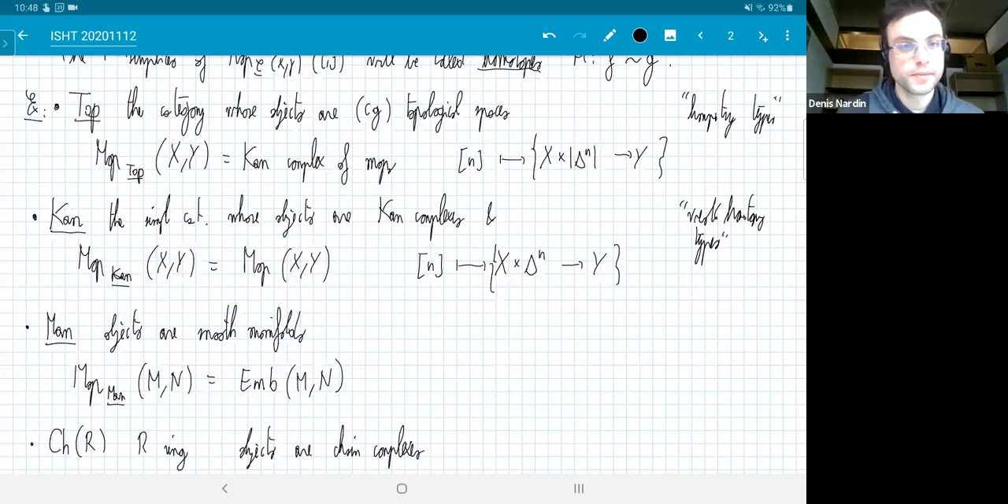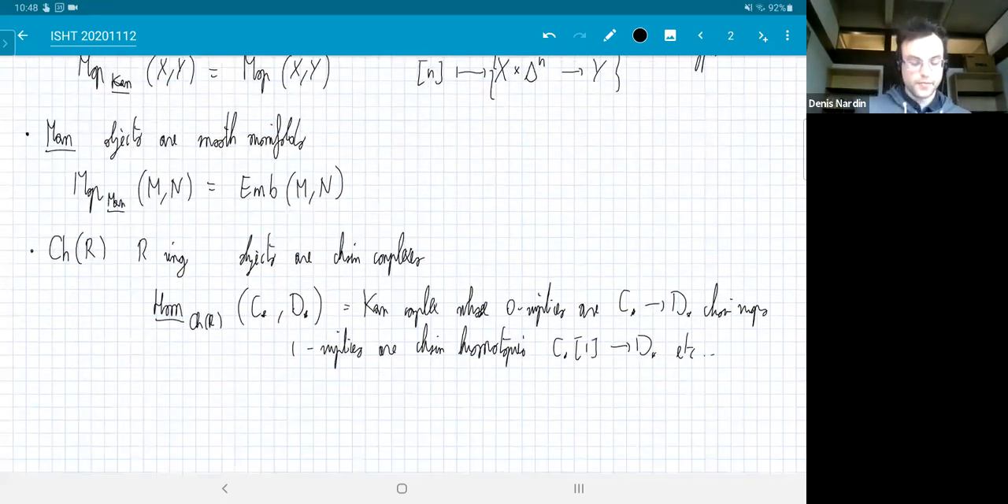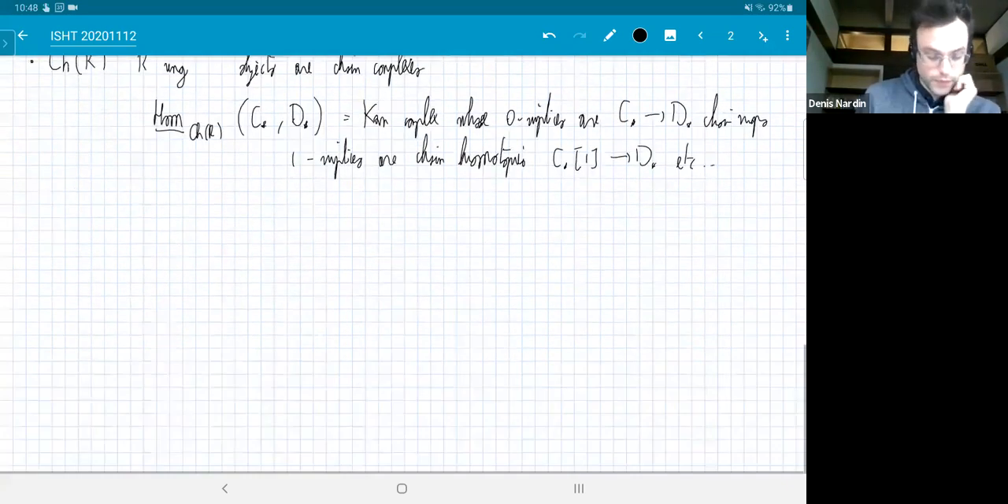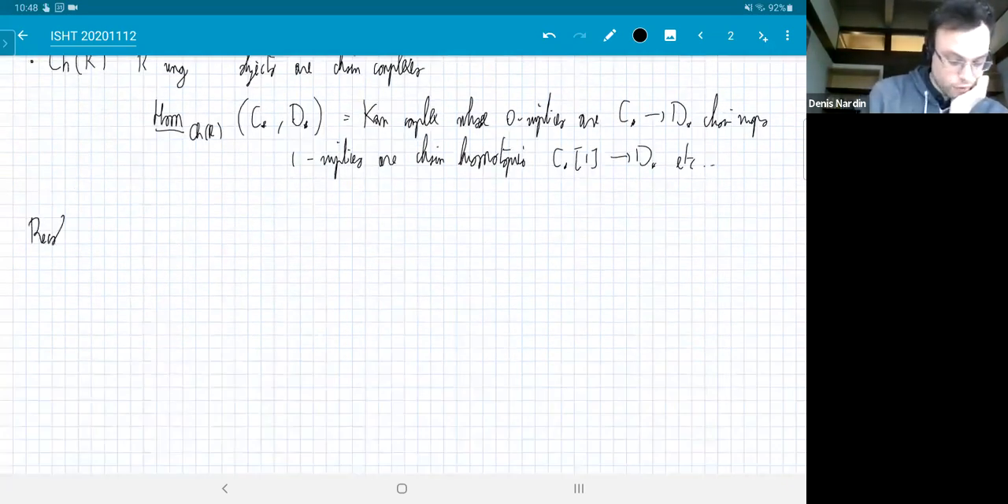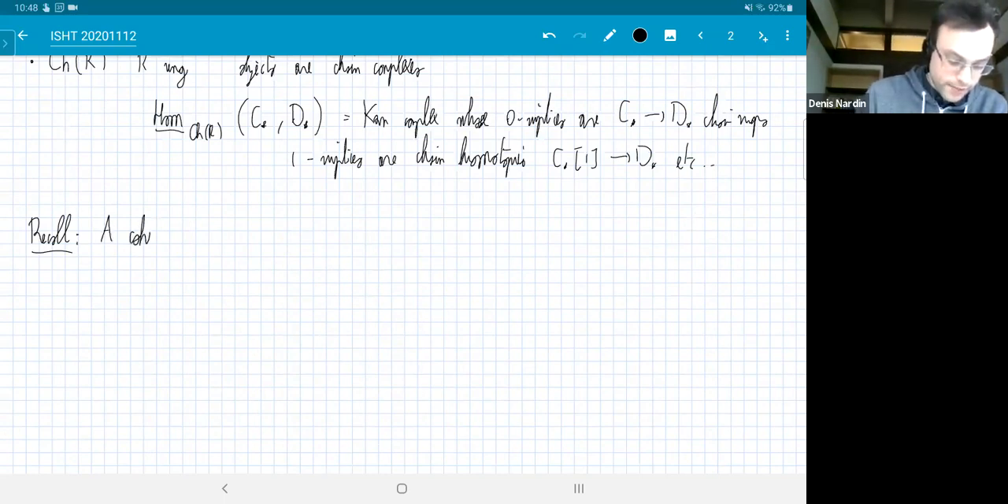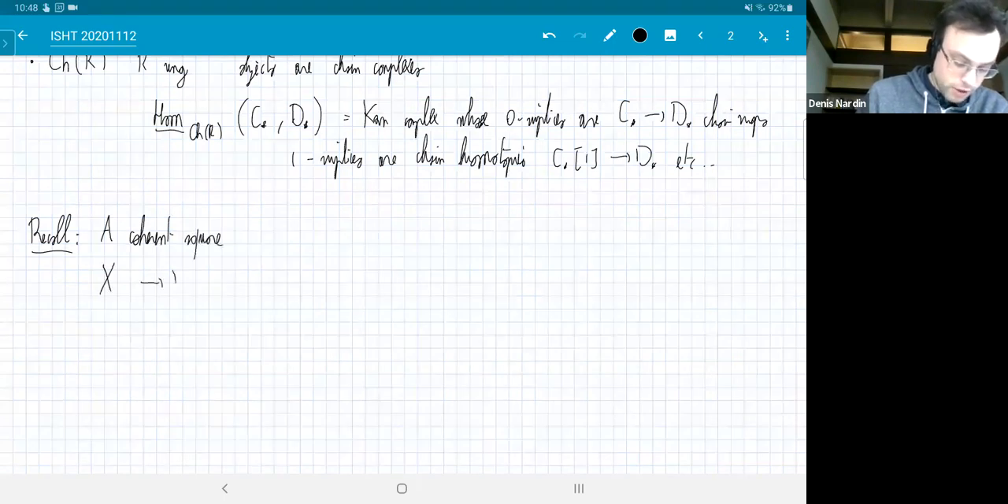Okay. Our goal now is we have such a C underline, a Kan-enriched category. We want to define what a homotopy coherent diagram is. So if you recall from last semester, for those who were there in algebraic topology 2, and if you weren't, well, let me show you this example for the first time. We had a coherent square. It was just a square of topological spaces.